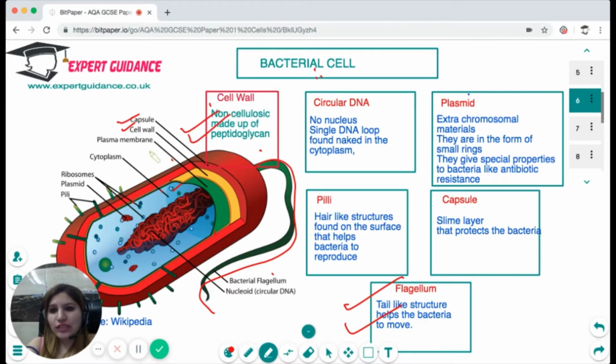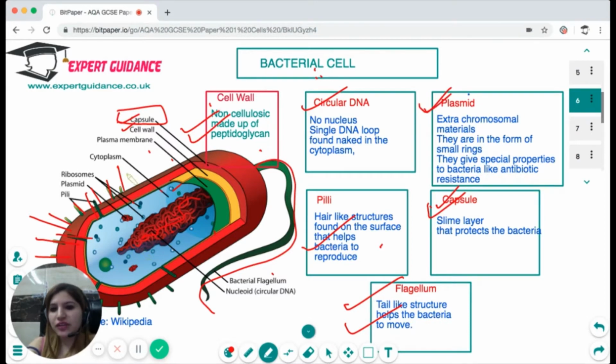Then outside the cell wall, you see a slimy layer, which is a capsule, and this capsule protects the bacteria. And you also see some hair-like structures outside this cell wall. These appendages help the bacteria to reproduce. Okay. Then, since it has no nucleus, the DNA is circular and it is found naked in the cytoplasm, and it has some extra chromosomal material.